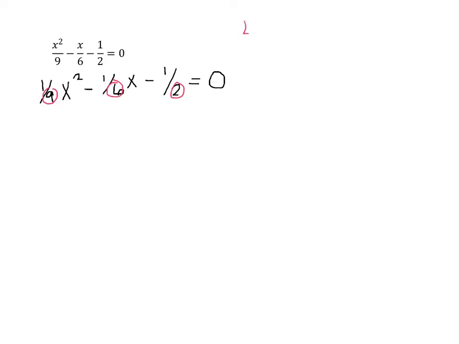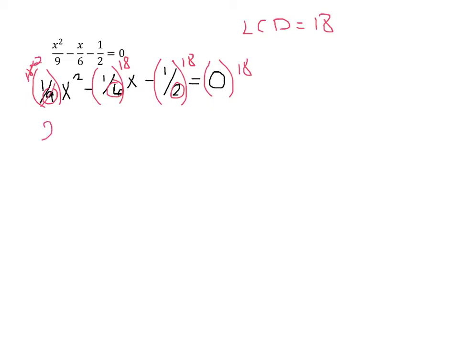So in this case, the least common denominator is 18. So when I multiply this by 18, this times 18, this one, and this one, that cancels. This becomes 2x squared. This becomes negative 3x. That becomes 9, equal to 0. From here, we know how to solve this. We can just factor it.